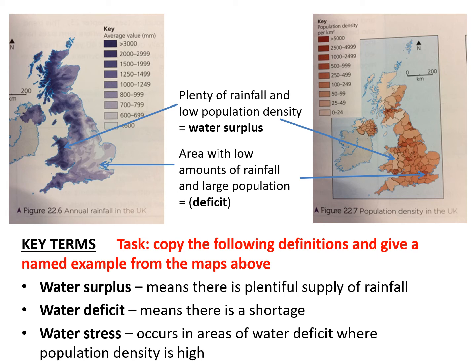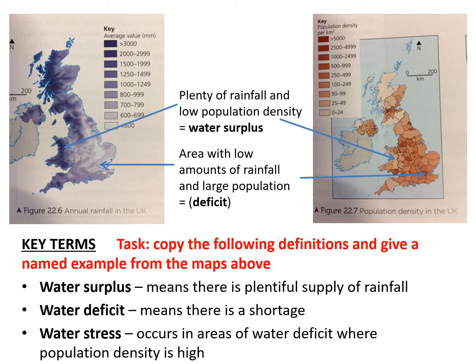Task for you, please. I'd like you to copy down the following definitions of water surplus and water deficit and give a named example from the map. A big clue is the examples that I've just talked to you about. There's a final definition on there, which is water stress.